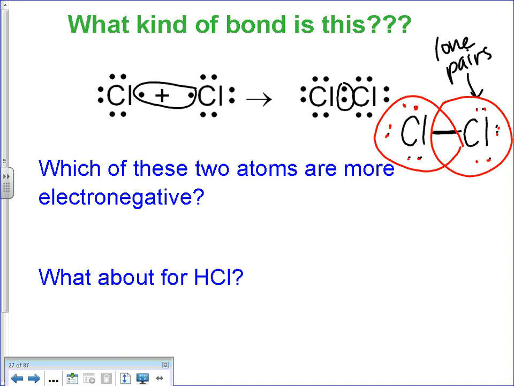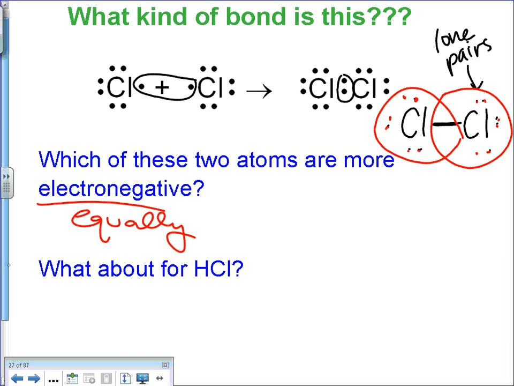Okay? So this one relates because why is chlorine not going to give up an electron to the other chlorine? They're the same element, so they're equally electronegative. That means neither one of them is going to give up the electron. They have to share. It's just how the rules work.